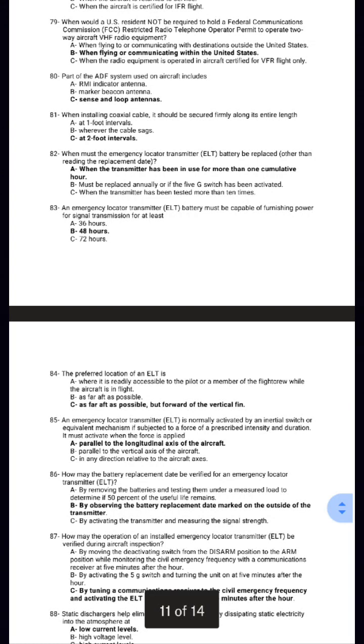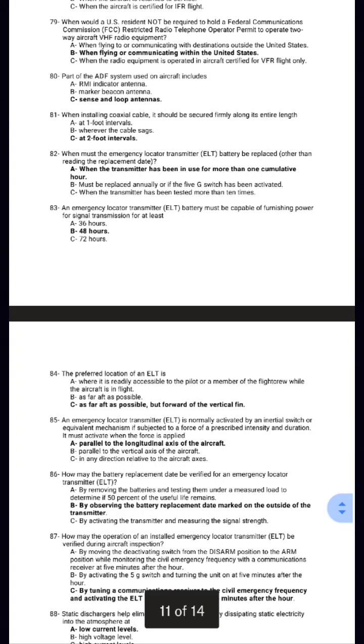An emergency locator transmitter battery, the ELT battery, must be capable of furnishing power for signal transmission for at least 48 hours. That's the very minimum. I almost got that one wrong, but I just put 48 because I watched the first 48 growing up, so I went with my gut.